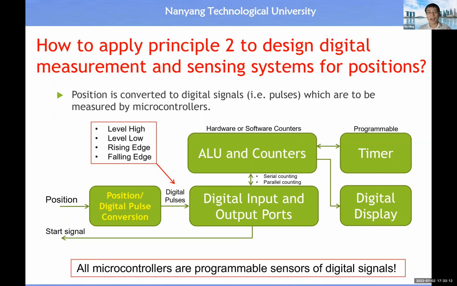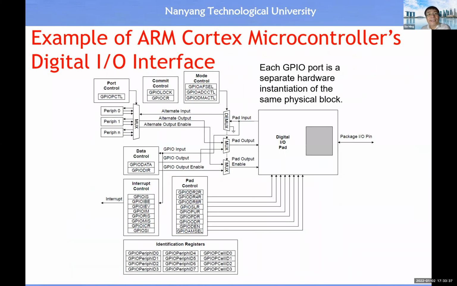All right. Now, okay, this is the blueprint. So now your focus is just to answer this question: could you convert position into digital pulse or not? If the answer is yes, then you just use a microcontroller to implement your measurement and the sensor system for position. And this slide basically just gives you confidence about the power of a microcontroller, right?